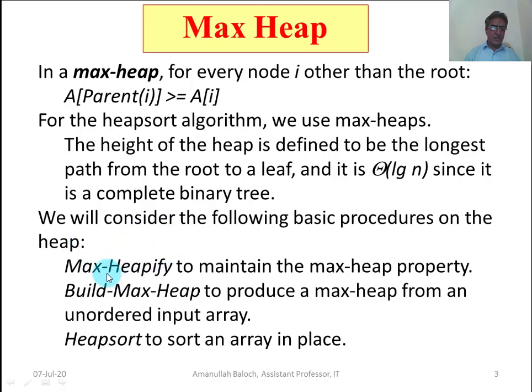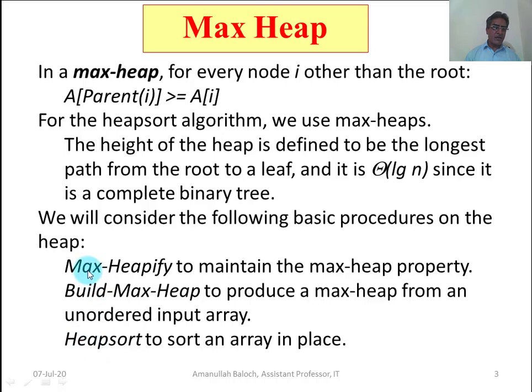We will perform the following procedures. Maxipify to maintain the max heap property, a very important procedure which maintains the max heap property during the whole process of heap sort. Build max heap procedure to produce a max heap from an unordered input array. We have an unordered input array, and we convert that array into the max heap format. Last, heap sort to sort an array in place. We will also discuss this algorithm.